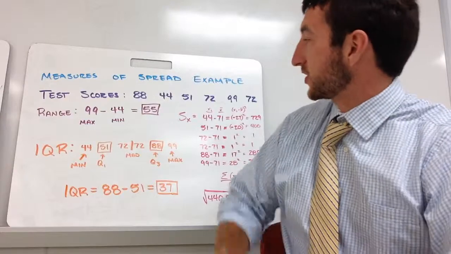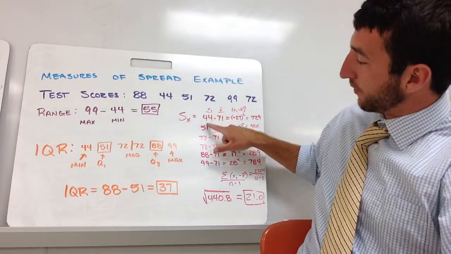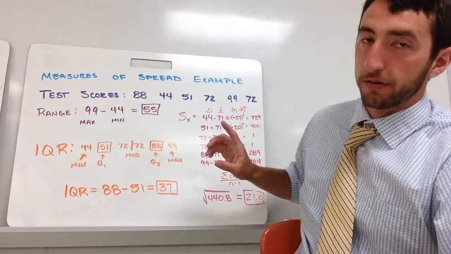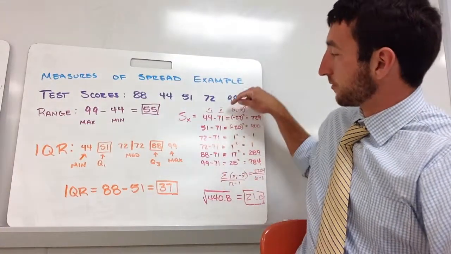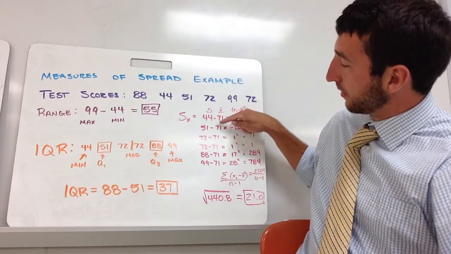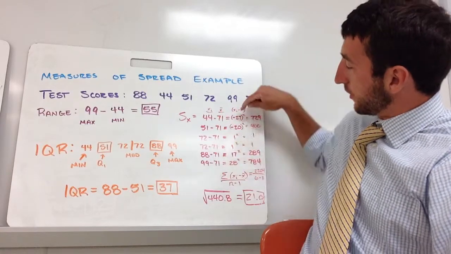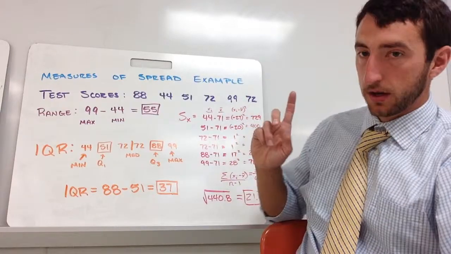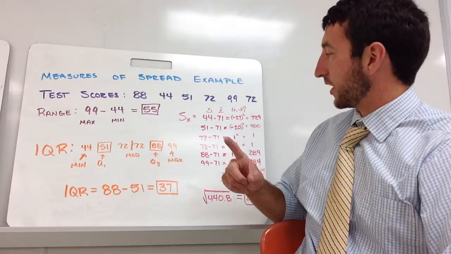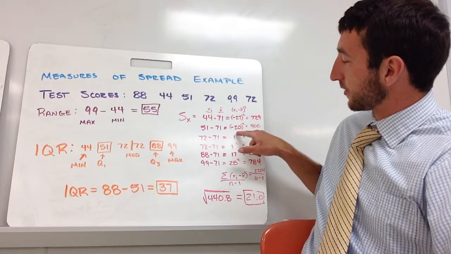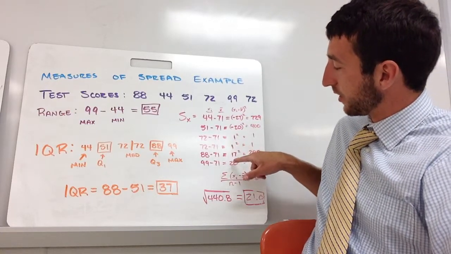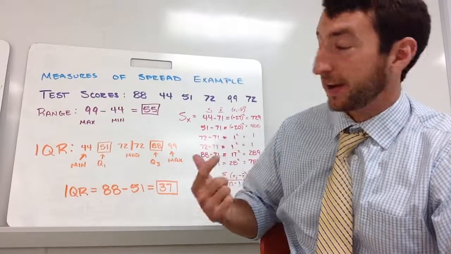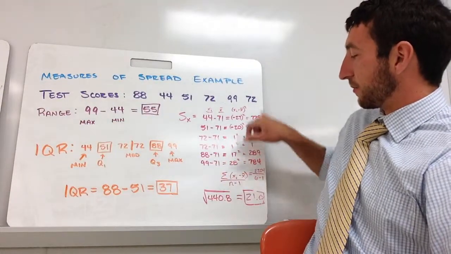Then for our standard deviation. So these were our data points: 44, 51, 72, 72, 88, 99. You do not have to put them in order, but you can if you want to. Then we subtracted our mean, so 71 was our mean. So I got negative 27, negative 20, 1, 1, 17, 28. Then, second step, I square everything. So I squared my negative 27, squared my negative 20, squared 1, squared 1, squared 17, squared 28. Whenever you square a number, it makes it positive. Make sure you have all positive numbers over here.